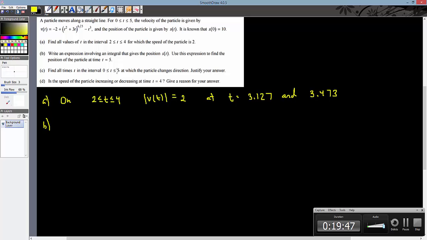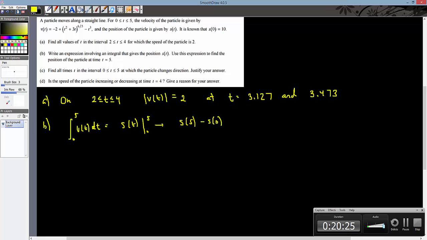Part B is asking us to write an expression involving an integral that gives us the position s of t. And we're going to use this expression to find the position of the particle at time equals 5. Okay. So that means that I'm going to integrate from 0 to 5 because I want to find the position of the particle at time equals 5. I'm going to integrate the velocity. Now, what that's going to give me is the position on 0 to 5. Now, what that equals, whenever we do a definite integral, is the position at 5 minus the position at 0.